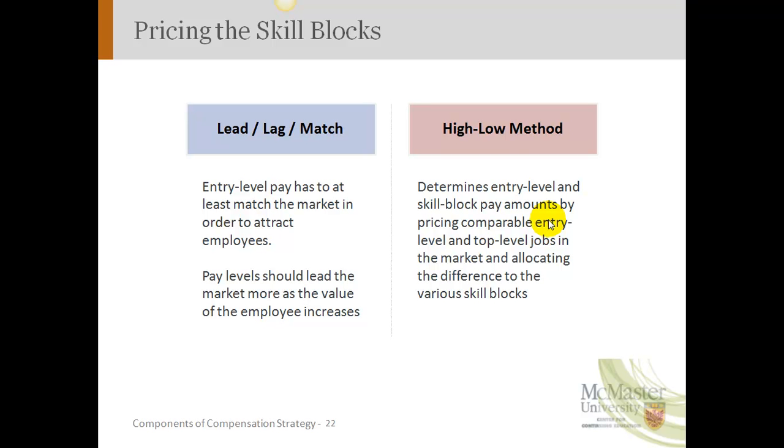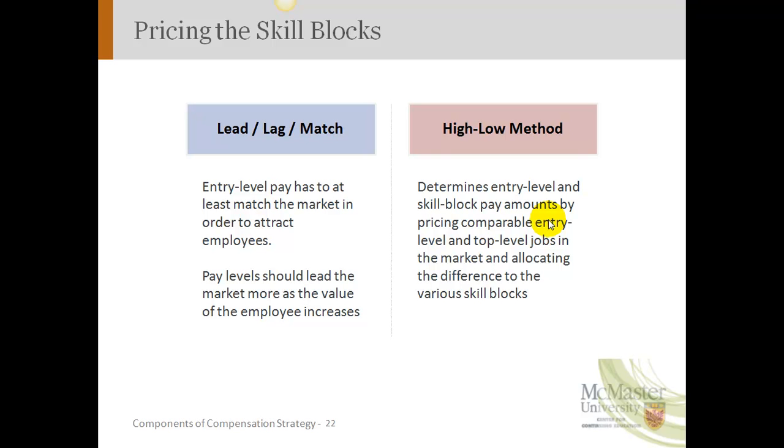You might decide, well, instead of me bringing in entry-level people at $40,000 like my competition is doing, maybe I'm going to pay them 10% more and bring them in at $44,000, right? So maybe if the marketplace, by the time somebody goes through my four or five skill blocks, would be earning $60,000, maybe I'm going to pay them 15% more, and I would pay them $69,000. So I'm basically going to hire people in at $44,000 and wind up paying them $69,000. So that $25,000 difference can be allocated across the 5 skill blocks.